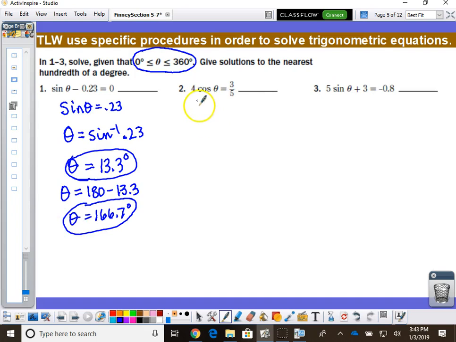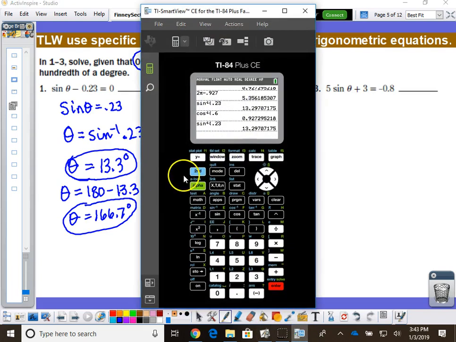Same thing here. You start by dividing by 4. Cosine theta equals 0.15. So we do the inverse cosine of 0.15. I think it's 81.37. I think I've done this enough times in the last couple of days. No, it's not 0.3, it's 0.15. 81.37.